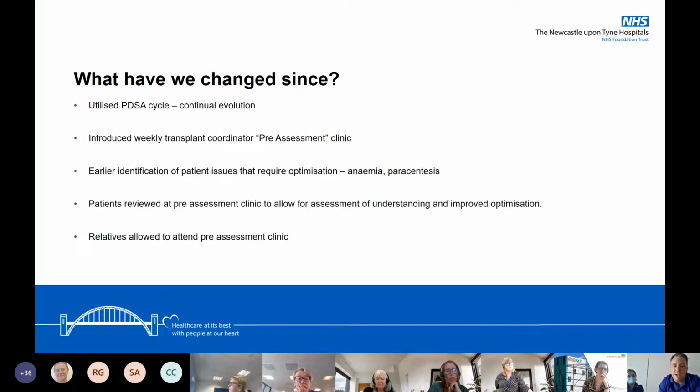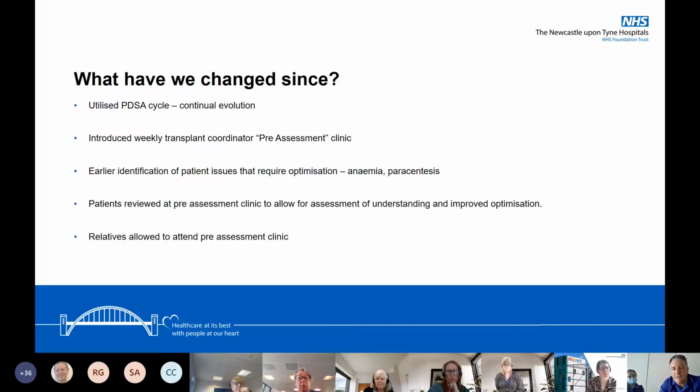So what we did was we introduced a weekly transplant coordinator pre-assessment clinic. And I said at the start, that's something that Siobhan and I run. So every week on a Tuesday, we see the patients for the following week in a pre-assessment clinic so that we can identify any issues that require optimization. So there were still some anemic patients slipping through, and there were still patients who turned up requiring paracentesis.